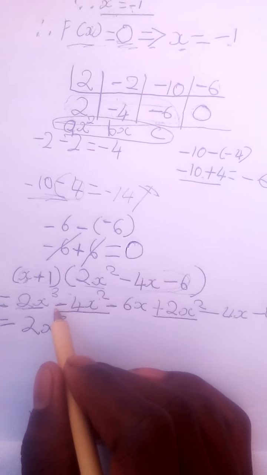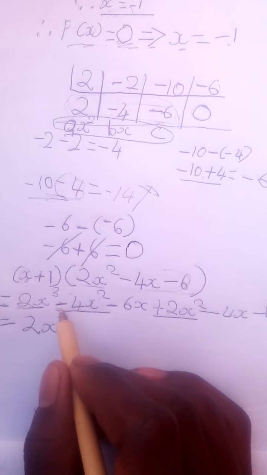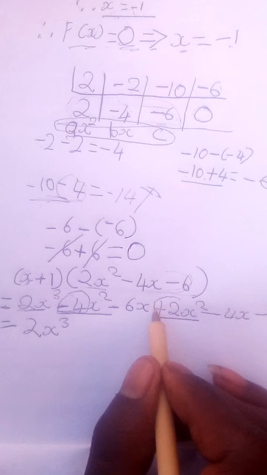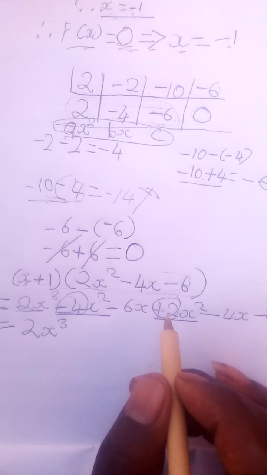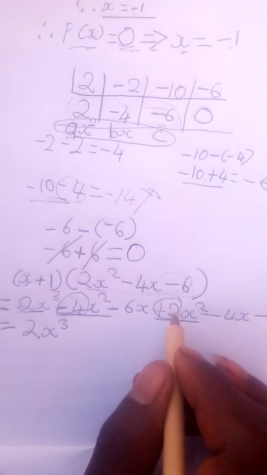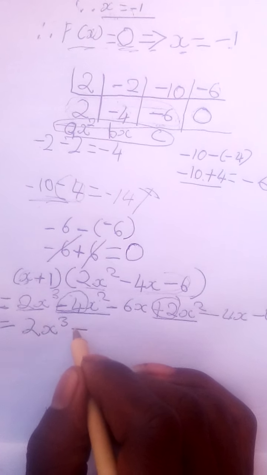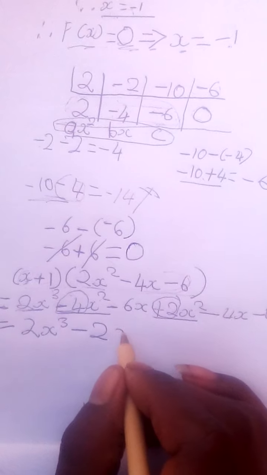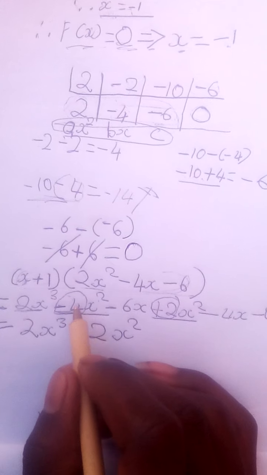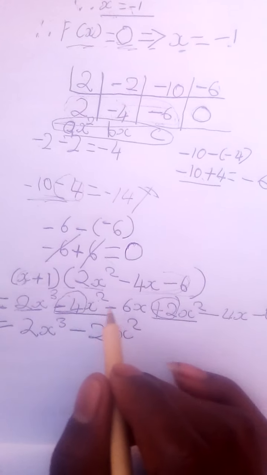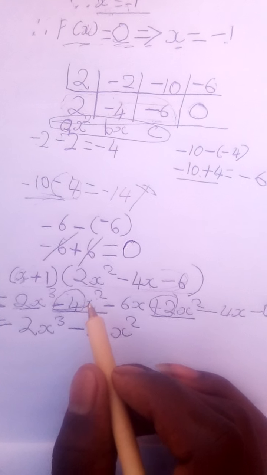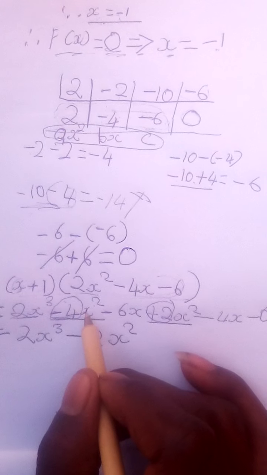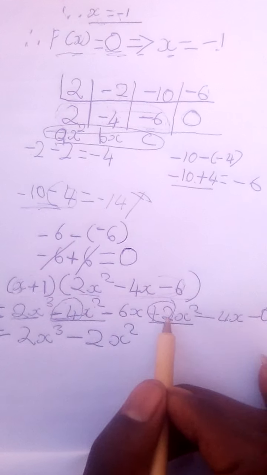Then is there anything that is like the x squared term? Yes. Then we add the coefficients first. We have negative 4 and we have positive 2. That is the same as 4 minus 2, which is going to be minus 2. It's going to be minus 2x squared, because the variables are the same, so we deal only with the coefficients.